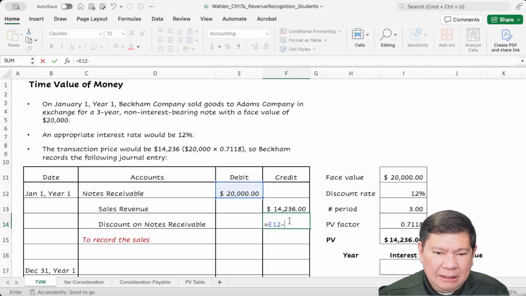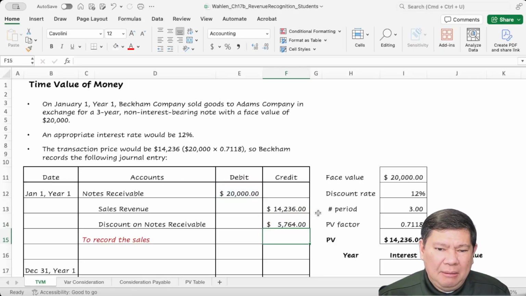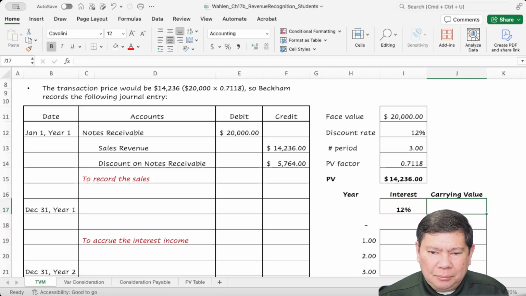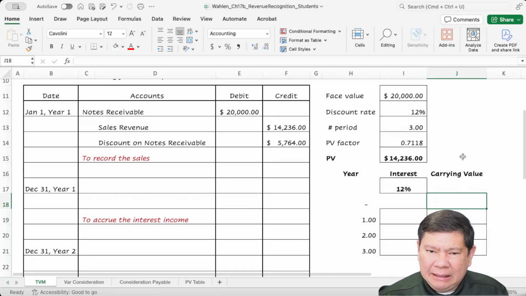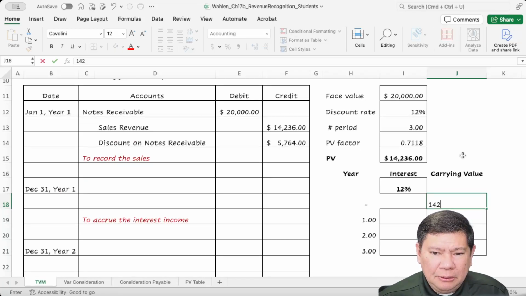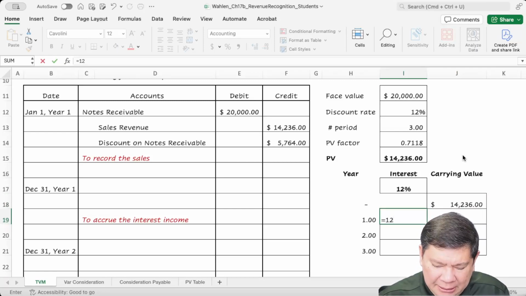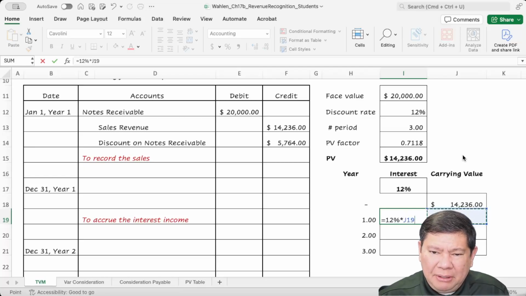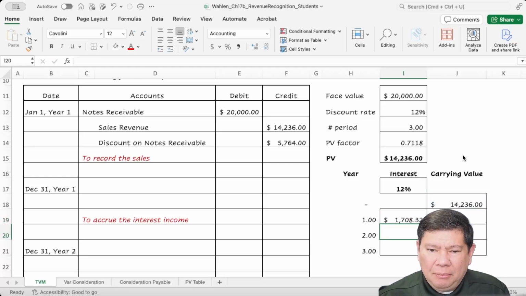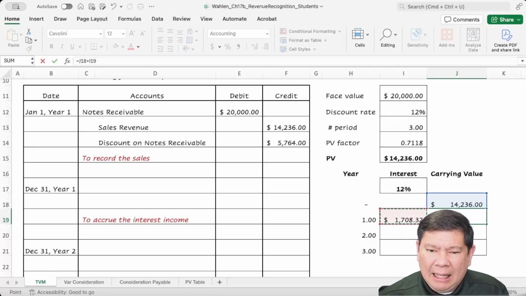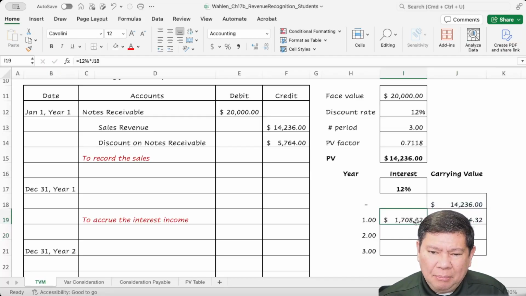That's going to be the difference using the effective interest method, using 12% here. Carrying value is 14,236. The interest will be 12% times the previous carrying value. Okay, and the carrying value will go up toward $20,000. So we will add that to the amortization.